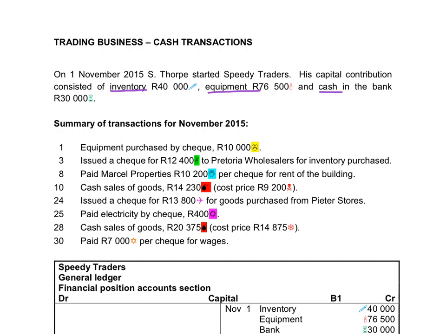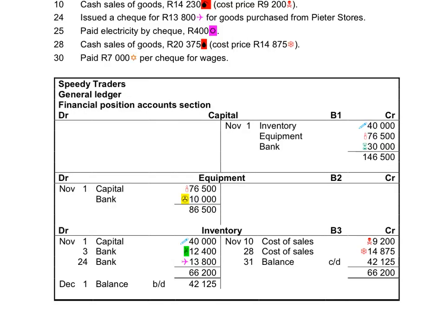So you will debit your asset account and you will credit capital to indicate that his capital contribution increased with the total amount. The capital account will be credited with the 40,000, 76,500 and 30,000 to indicate that the total capital increased with 146,500. Capital will always increase on the credit side and decrease on the debit side because equity increases on the credit side.